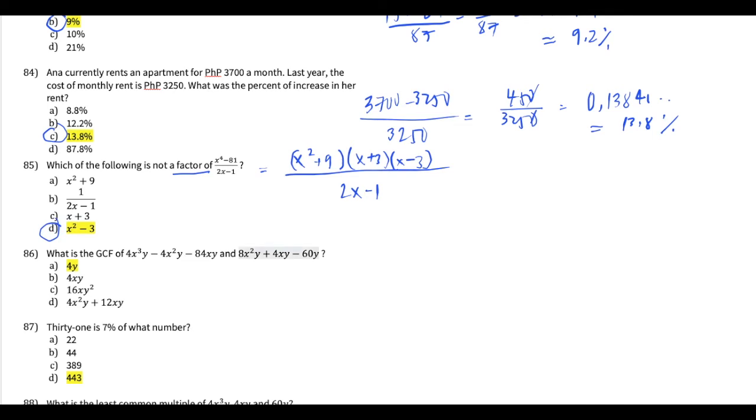Okay, number 86. What is the GCF? Greatest common factor. So, i-factor out natin sila pareho. Ito, that would be 4xy. Yan yung pwede mo i-factor out. May iwan is x squared minus x minus 21. Okay? Huwag ko muna itong i-factor. Titignan ko muna kung ano yung factors nito, kasi baka sayang yung effort natin.